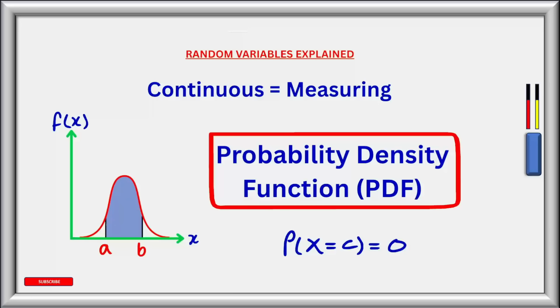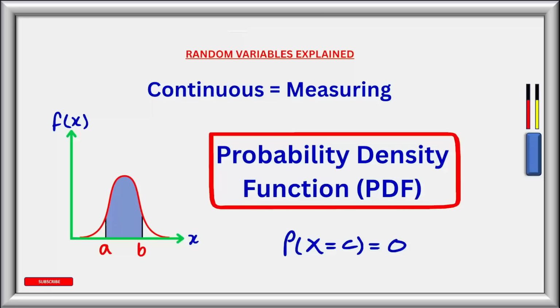Now here's the critical difference from a probability mass function. Function f of x represents density, not direct probability. For a continuous random variable, the probability of the variable equaling any exact single value, let's say c, is always 0. This is because a single point has a width of 0, giving it an area of 0 under the probability curve f of x.